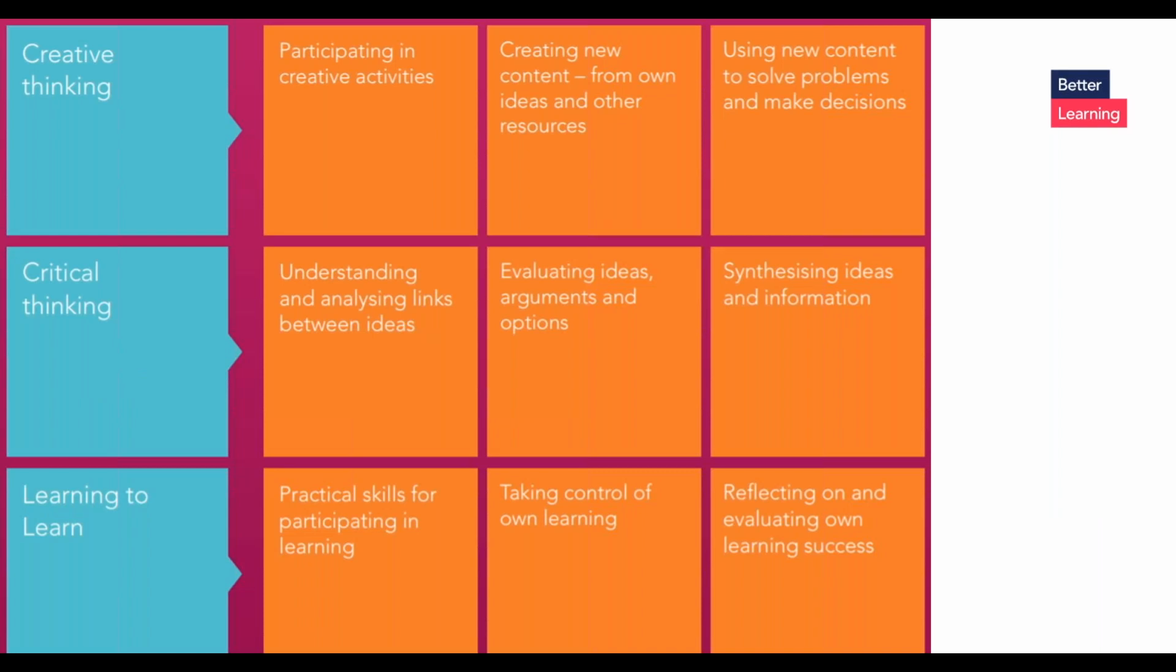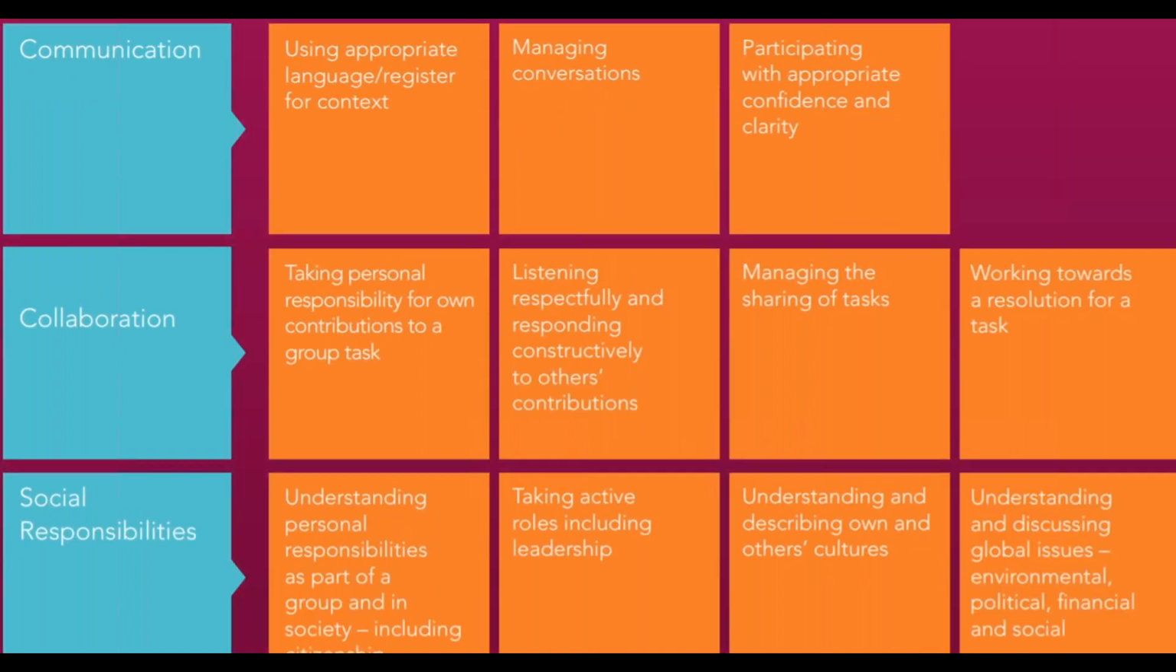So for critical thinking, that would be understanding and analyzing links between ideas, evaluating ideas, arguments, and options, synthesizing ideas and information. So again, it's tied into Bloom's taxonomy. But then we look at some of the other things: participating in creative activity, taking control of own learning. Some of the other ones: managing conversations, listening respectfully, taking active roles, including leadership. So all of these 21st century skills that we've talked about are really embedded here, really drilled down to think about what do they actually mean? What would those skills look like in a classroom?